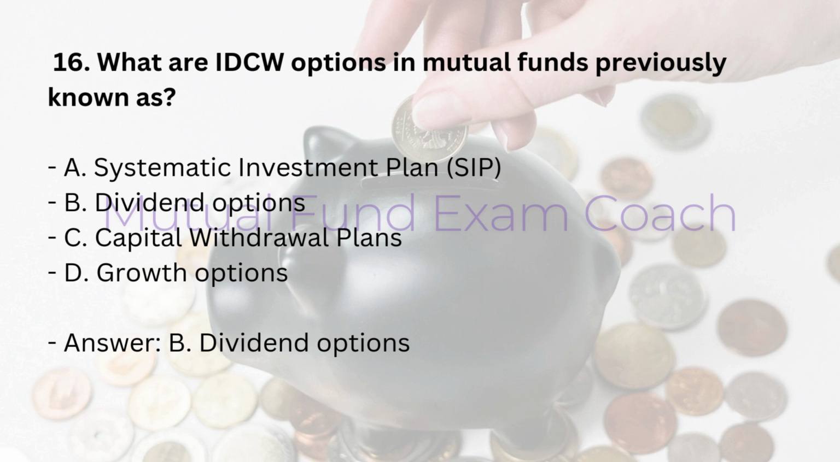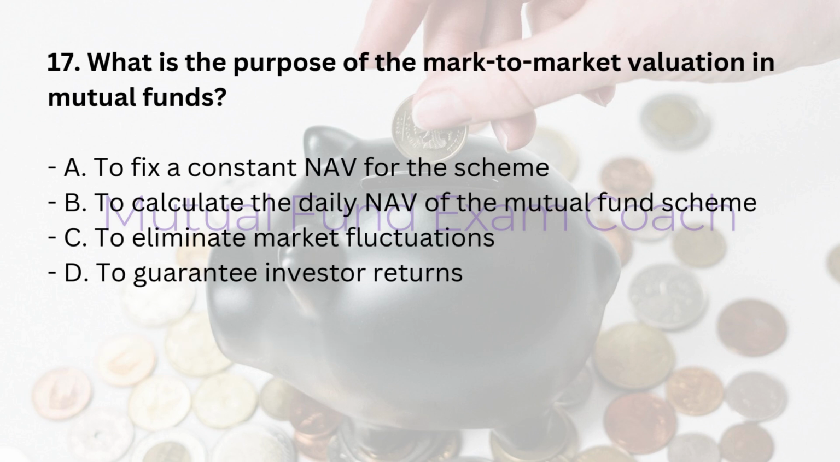Dividend options. 17. What is the purpose of the mark-to-market valuation in mutual funds? A. To fix a constant NAV for the scheme. B. To calculate the daily NAV of the mutual fund scheme. C.